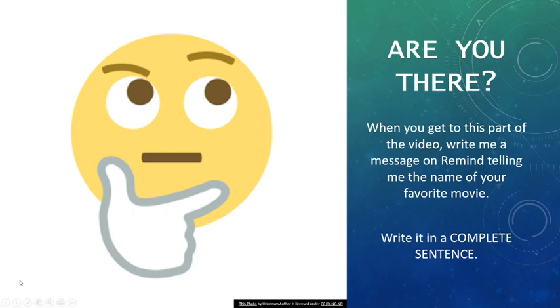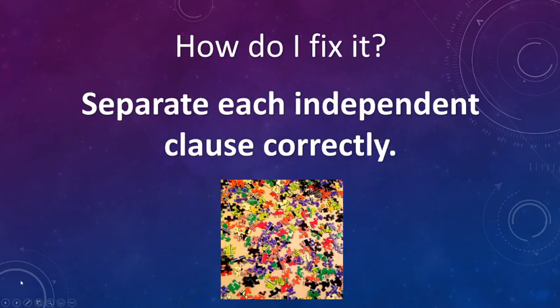Let's continue. We were talking about run-ons. So how do you fix a sentence that has too much information? Well, you have to separate each independent clause correctly. By independent clause, I mean a sentence which does not depend on the other part to make sense. Okay? They work by themselves. That's why we're going to separate them.